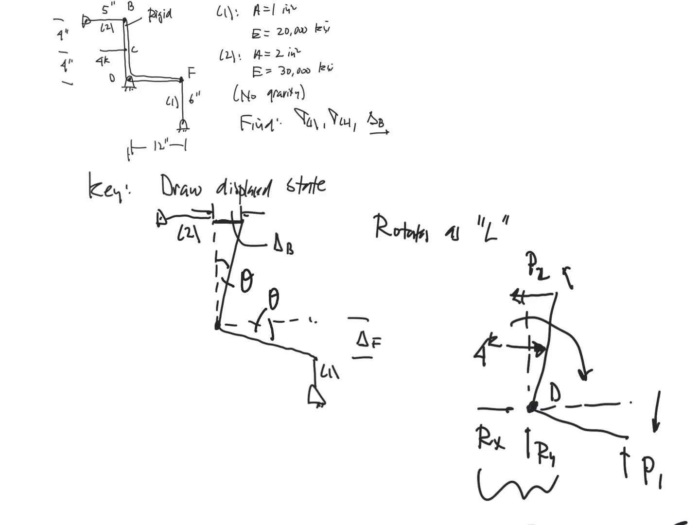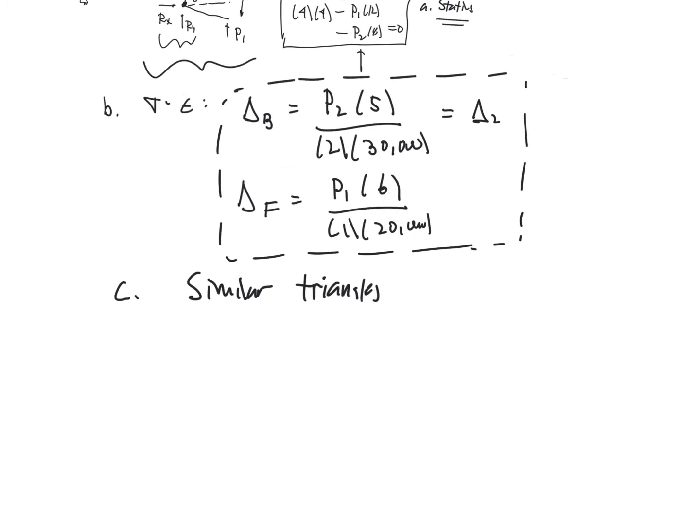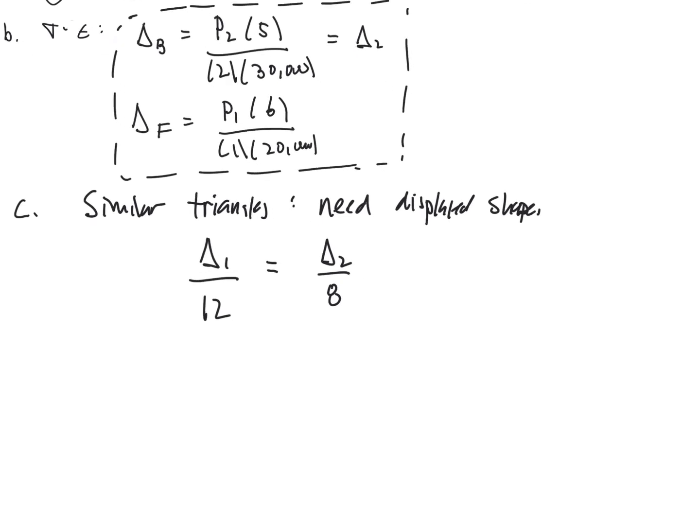So I would say this distance, using the tangent, is to this as this distance is to this. So we use the tangent of the angle to craft the similar triangles. It's always going to be like that. You're always going to have similar triangles on these rigid links. So again, you need the displaced shape. That's why it's so important. So that's going to be the following: delta 1 is to 12 inches as delta 2 is to 4 plus 4, or 8. And that's going to give us that delta 1 is 1.5 delta 2.